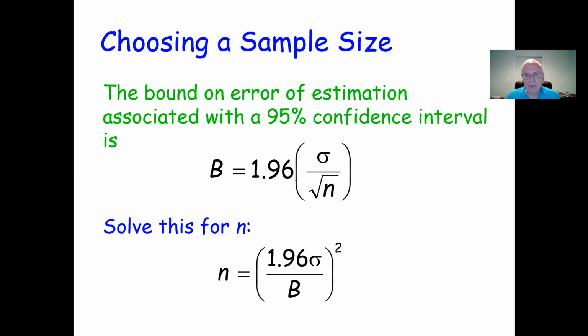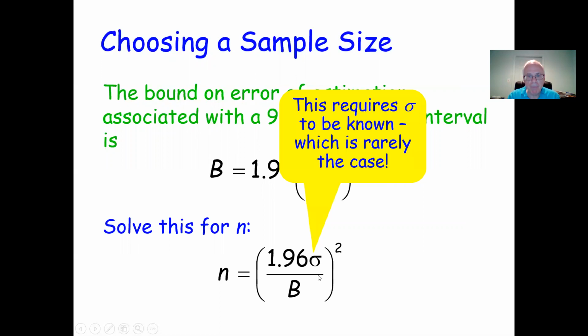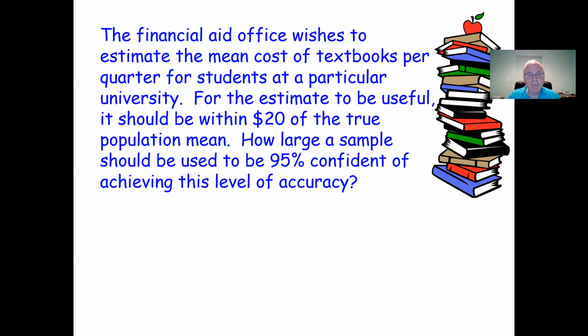So if we rearrange this formula and solve for n, we end up getting Z. Now they say 1.96, but remember this is the Z critical value times sigma divided by E, which they call B, the margin of error, and you square this ratio to get your minimum sample size. So the best thing to do is an example.